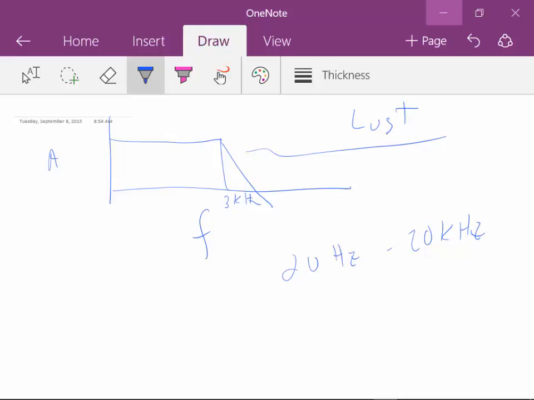Now as we get older, the human ear tends to hear less and less. I'm probably down to about 16 kilohertz as my maximum frequency. Some creatures can hear higher frequencies. Dogs can hear up to like 40 or 50 kilohertz.